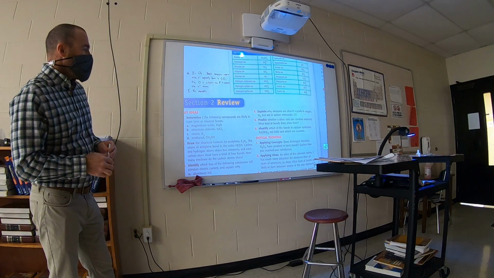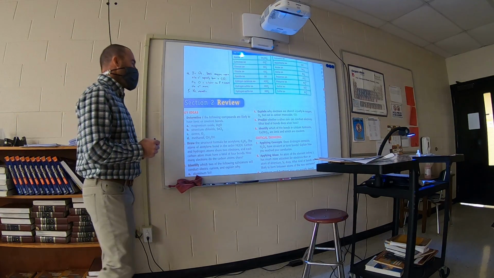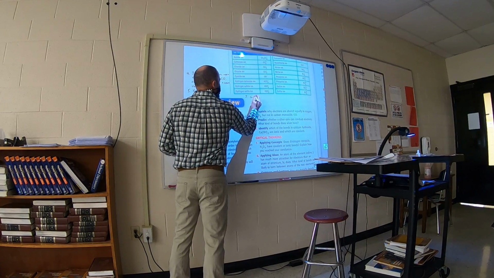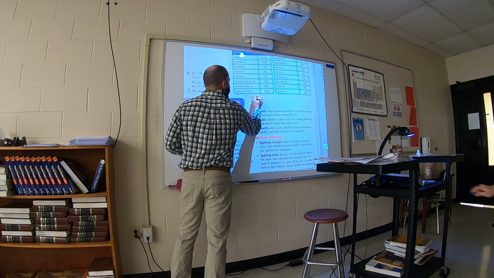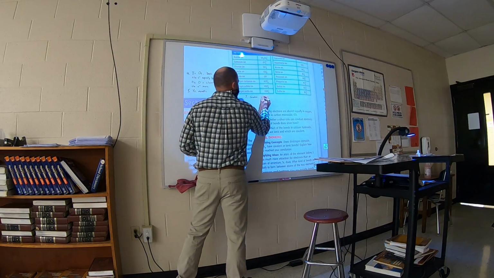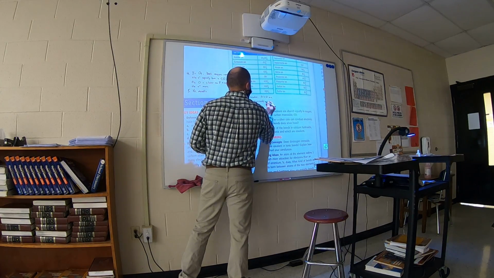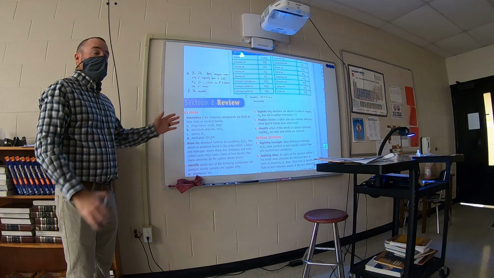And then number 7, does dinitrogen tetroxide, N2O4, have covalent or ionic bonds? Which one is it? Covalent. How do you know? Because there are no metals. N and O are non-metals. Both N and O are non-metals. Any questions about that?